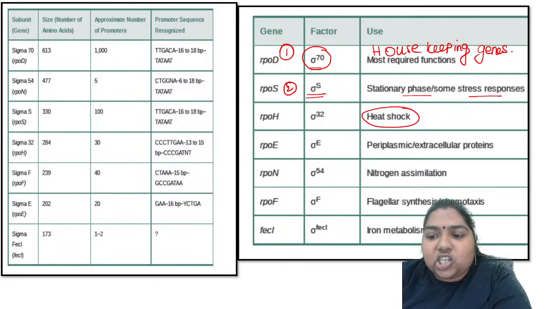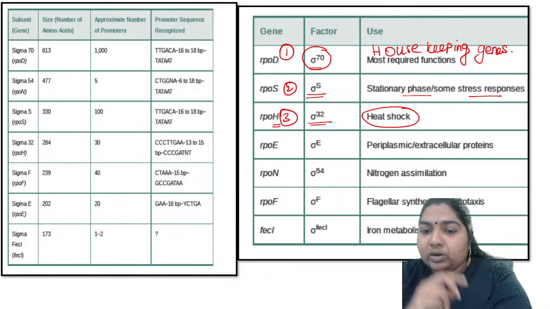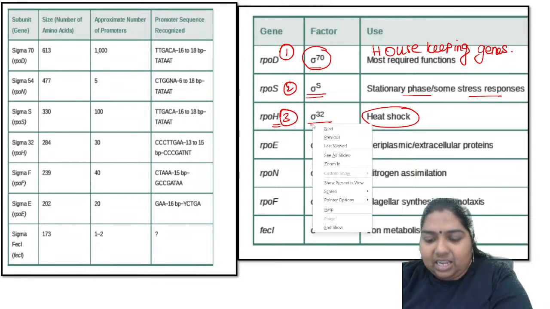So which is heat shock? Heat shock is RpoH, or sigma 32. Sigma 32 is only for the heat shock. Shall we just repeat it one more time, everybody in the class?